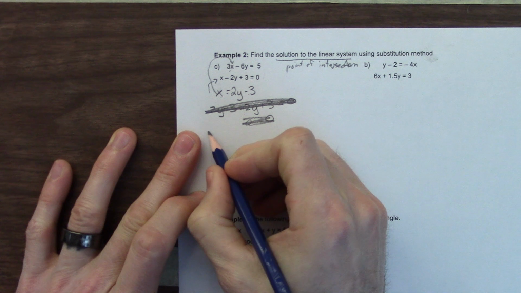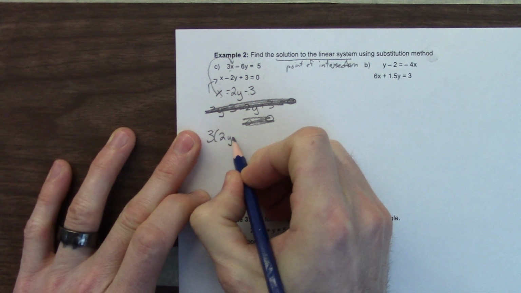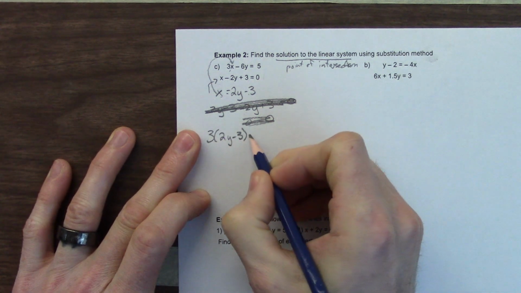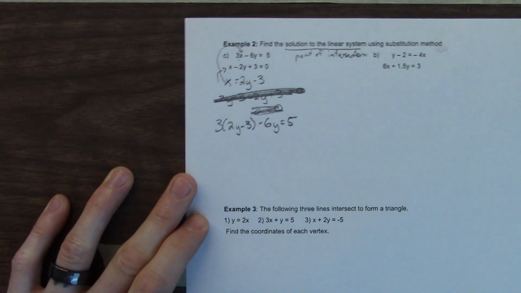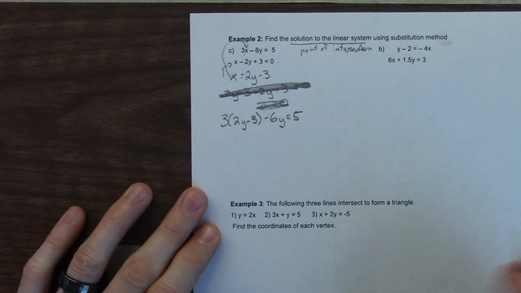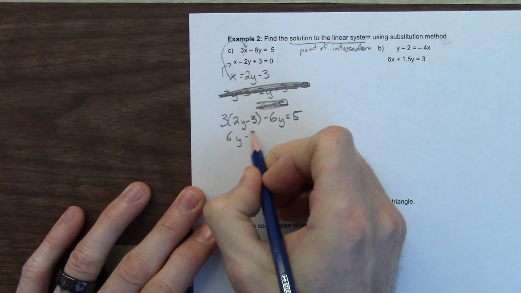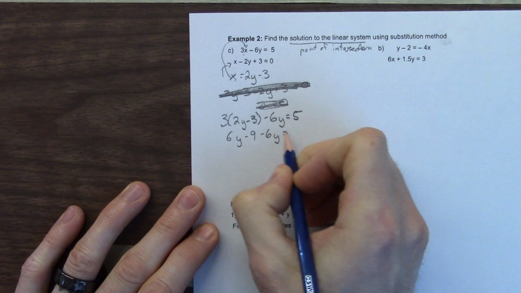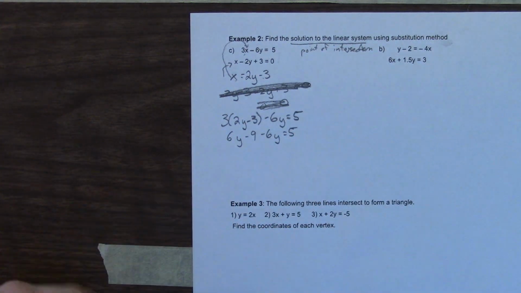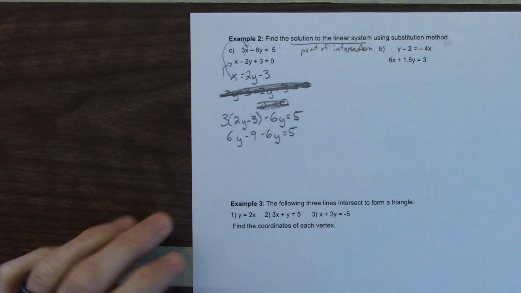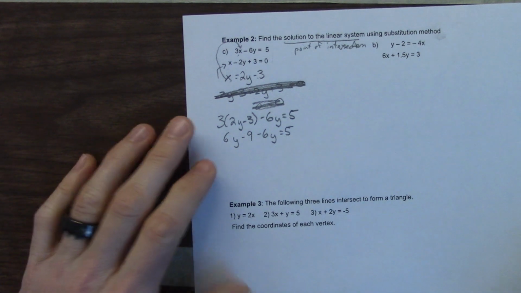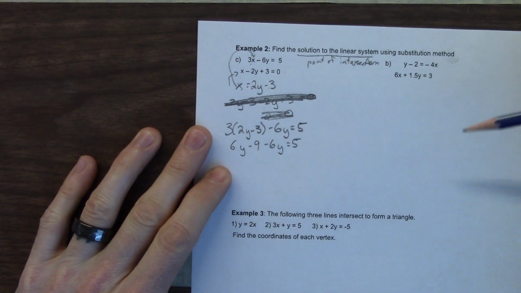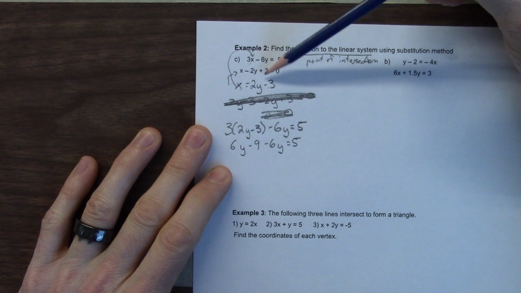So then what do I get? I get 3 times x, which is that value, minus 6y equals 5. Okay, now I'm going to have 6y minus 9 minus 6y equals 5. So I get, looks like 0y, that's not right. It's not looking good. Let's see.